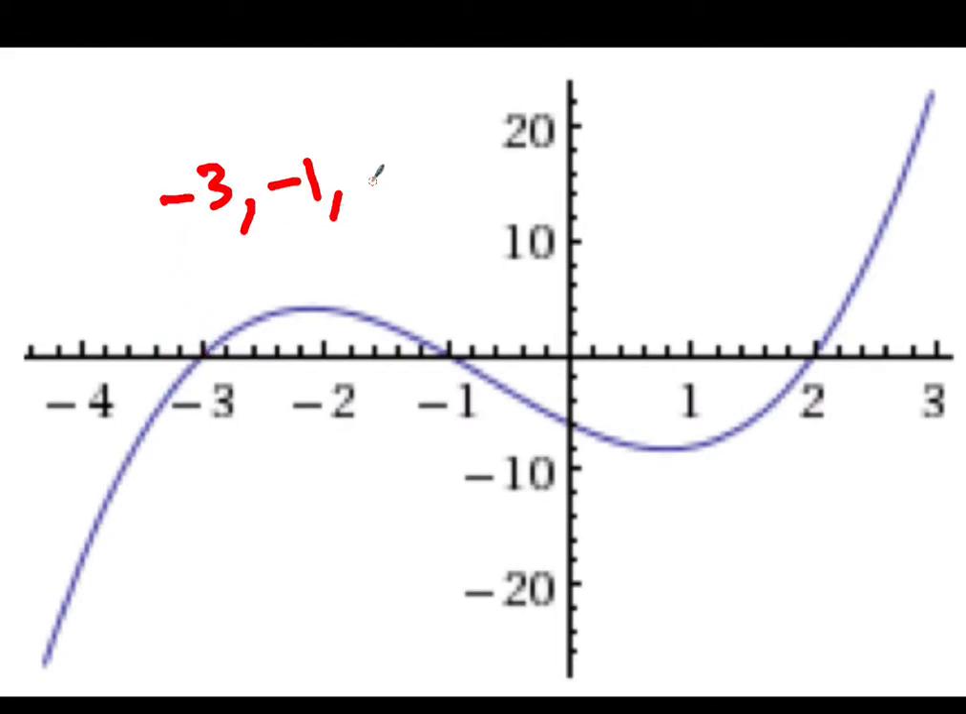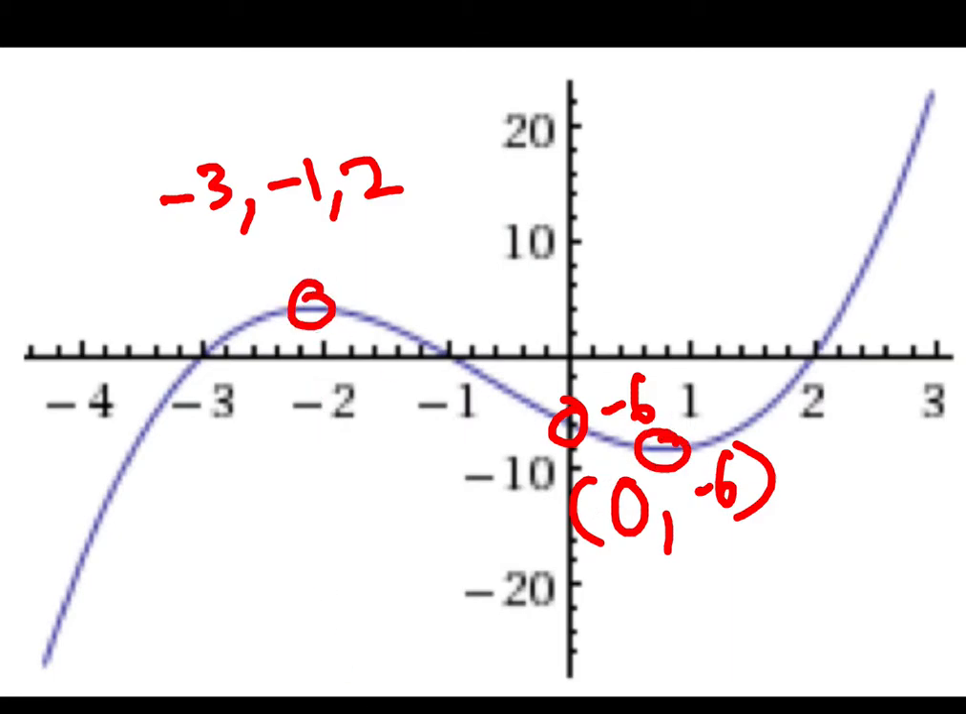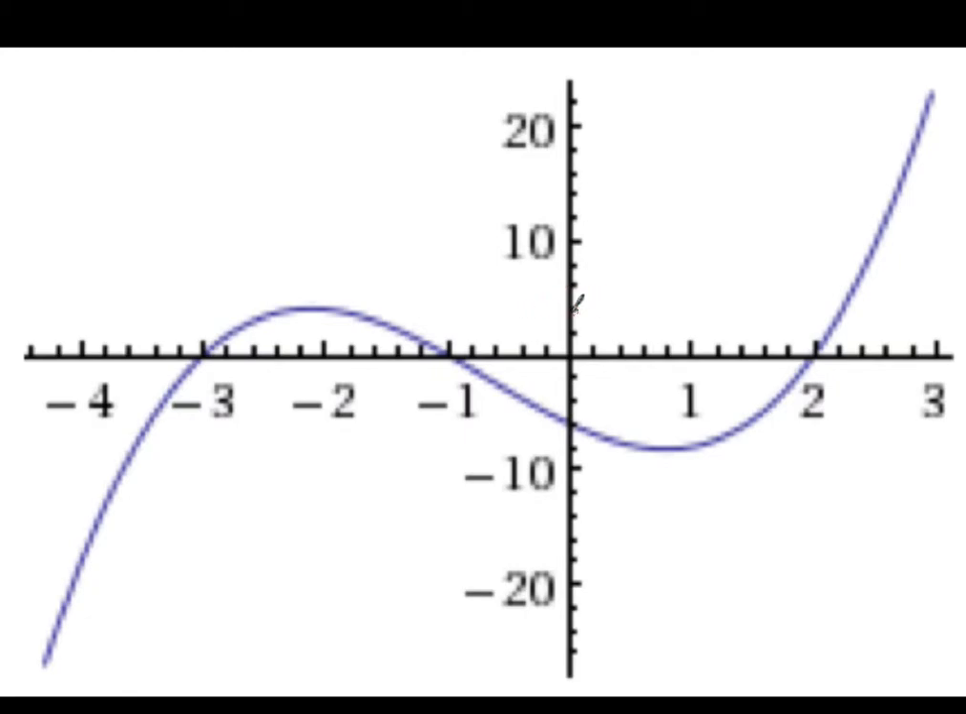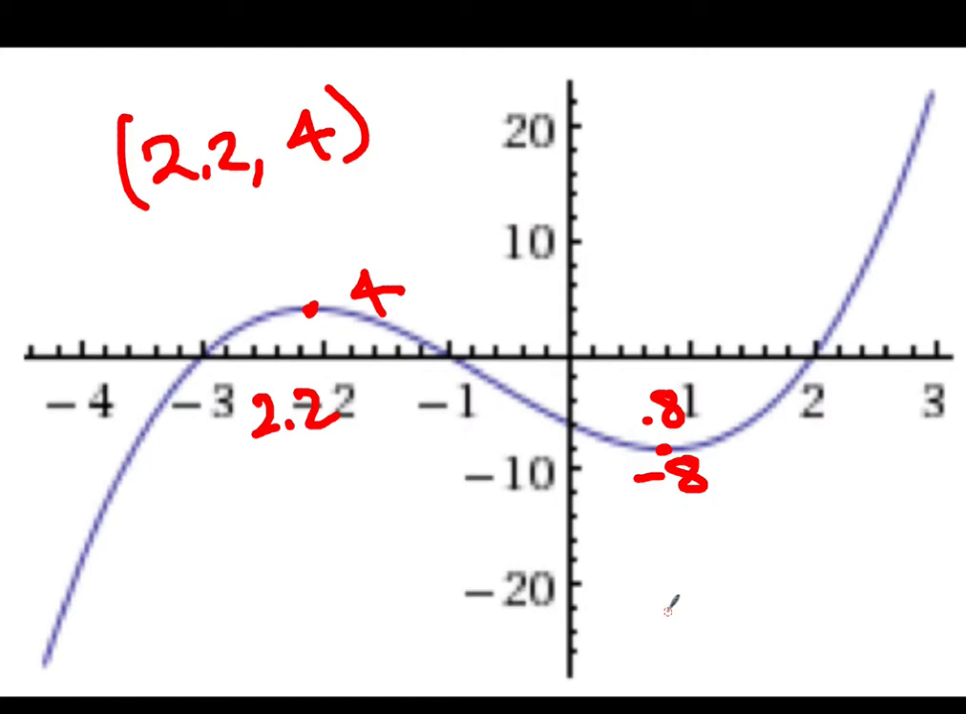The zeros are at negative 3, negative 1, and 2. The y-intercept is down here at negative 6, y equals negative 6, or the point 0, negative 6 is fine. The relative maximum and minimum are here and here, those points. So the relative maximum in terms of y looks like about 4, and negative 8 is the relative minimum. So this is 4, this is negative 8. And then the x value, this is about 0.8, and this looks like it's about 2.2. So you could say the relative max is at the point 2.2, 4. The relative min is at the point 0.8, negative 8.